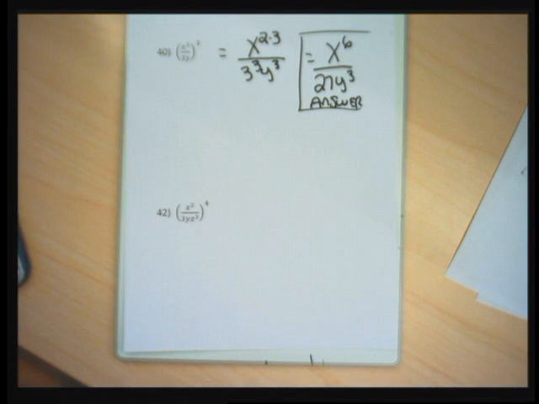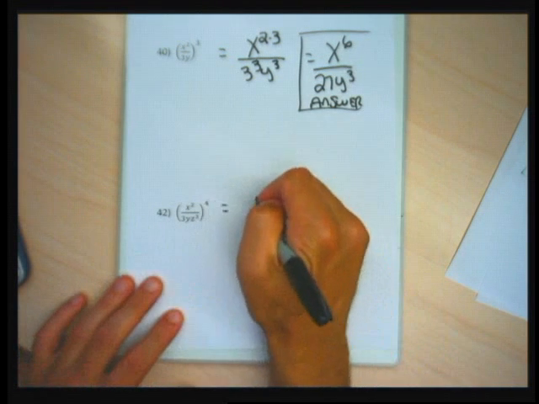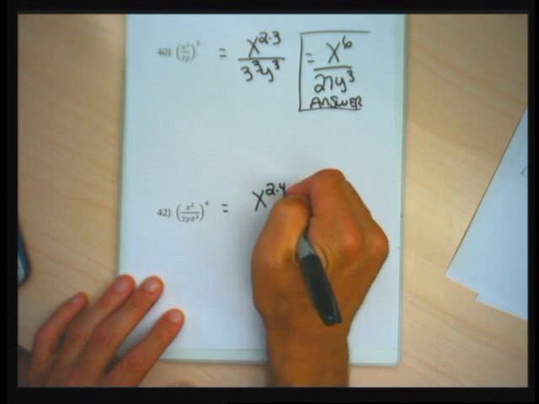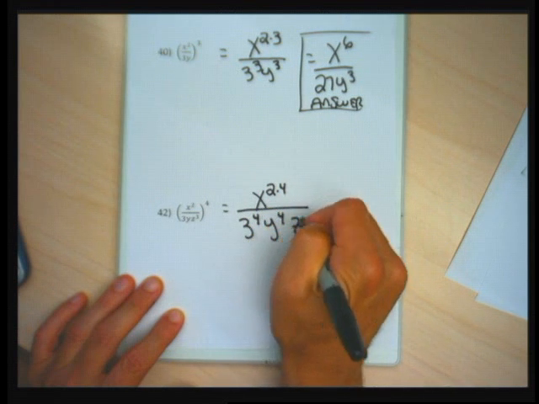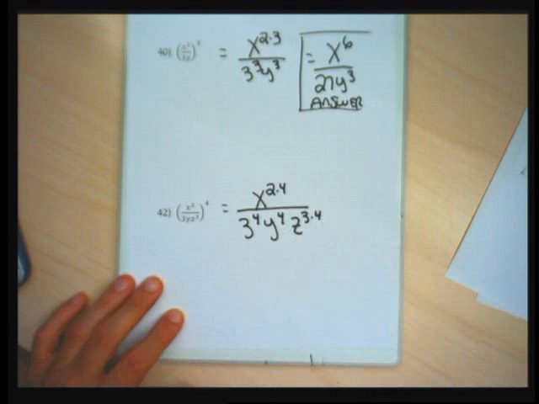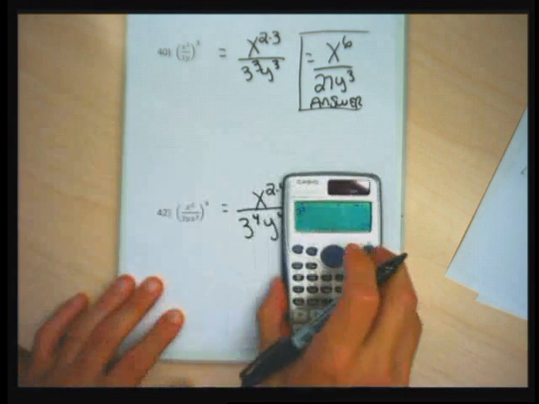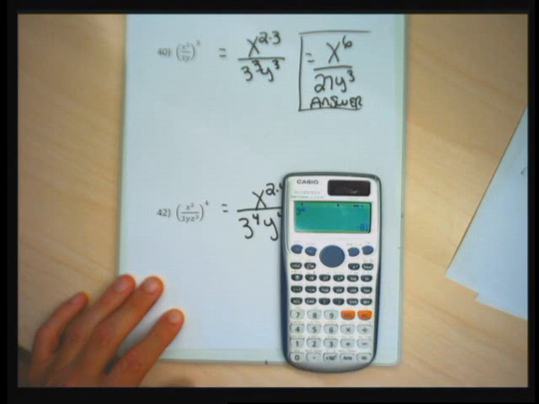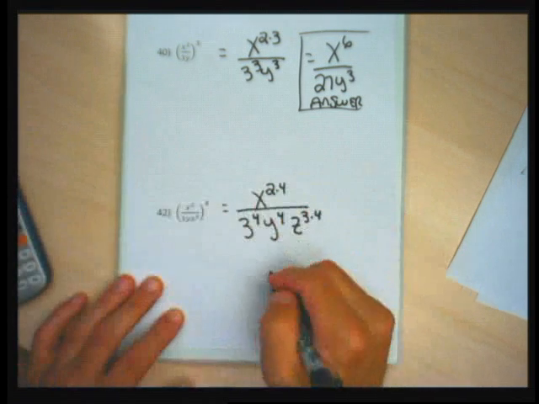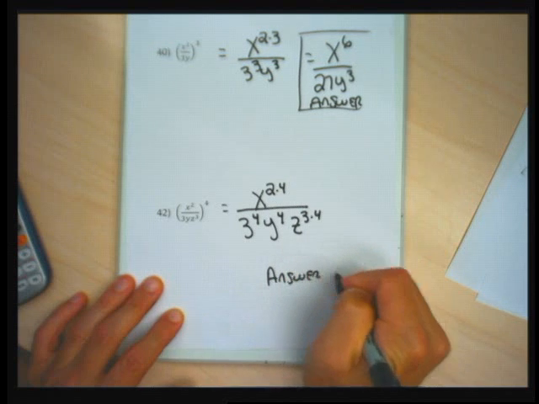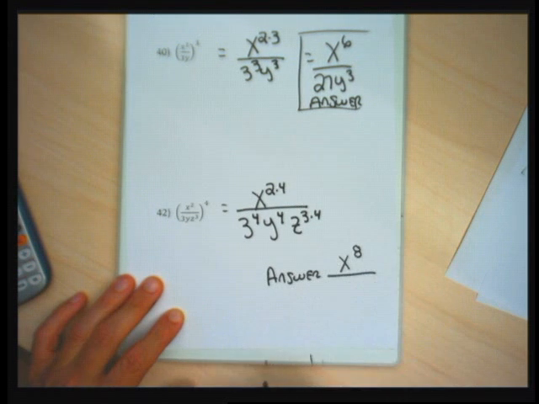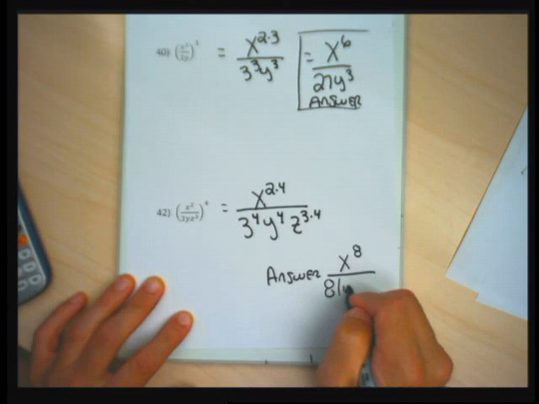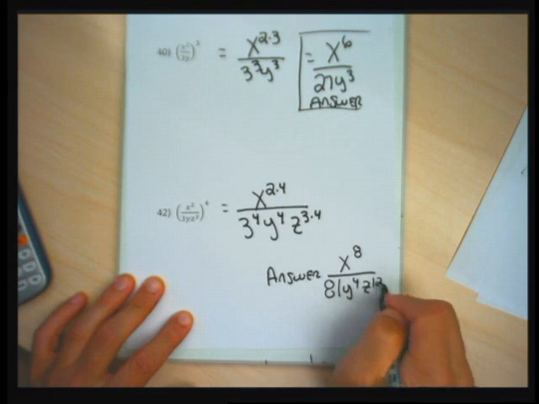42 is just a bigger version of 40, which was a bigger version of 38. No adding or subtracting, so I can just multiply the exponents on the letters. So it's x to the 2 times 4. I'm going to raise the 3 and the y to the 4th power and multiply the exponent of the z by 4. 3 to the 4th power, I know what it is, but if you don't, 3 to the 4th power is 81. So in my answer, I'm not going to write 3 to the 4th, I'm going to write 81. In the numerator, I'm going to write x to the 8th power. In the denominator, I'm going to have 81 y to the 4th, z to the 12th.